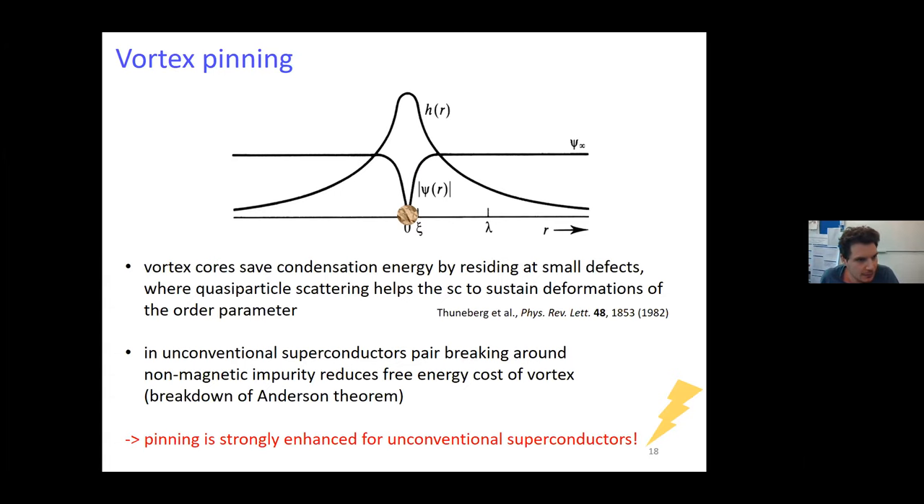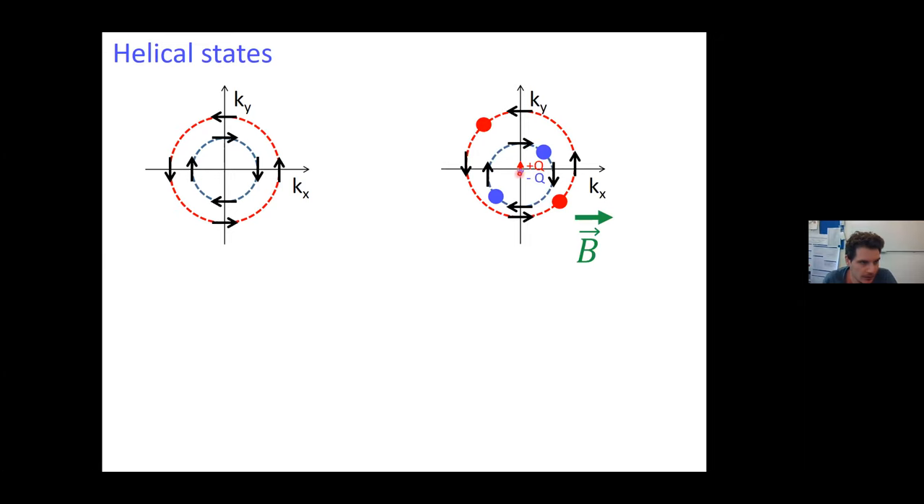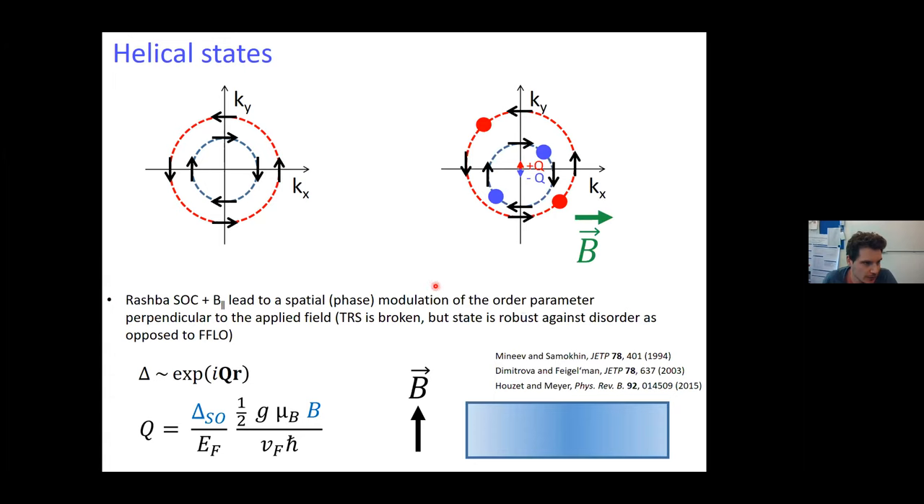And we basically can have two possible unconventional superconducting states emerging in the system. One of them are so-called helical states. These come from the fact that the Fermi contours of spin-orbit split bands are shifted when we apply an in-plane field perpendicular to the field direction. And this leads to a spatial phase modulation of the order parameter because we get this finite pairing momentum Q. In this system, the time reversal symmetry is broken, but it is relatively robust against this order as opposed to the FFLO state. This modulation wave vector Q is proportional to the spin-orbit coupling and to the applied field, so it's field tunable. So this could be one of the possibilities that we have for the pairing interaction here.